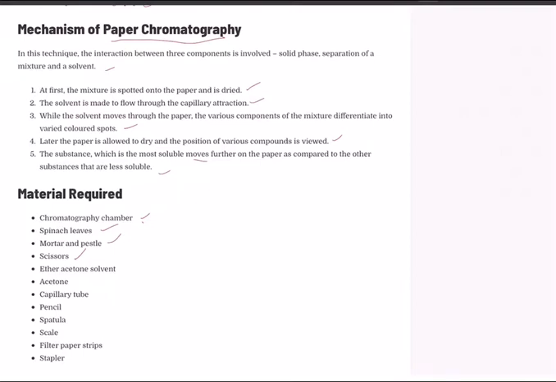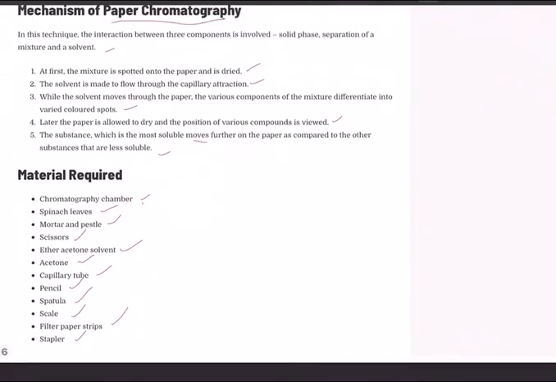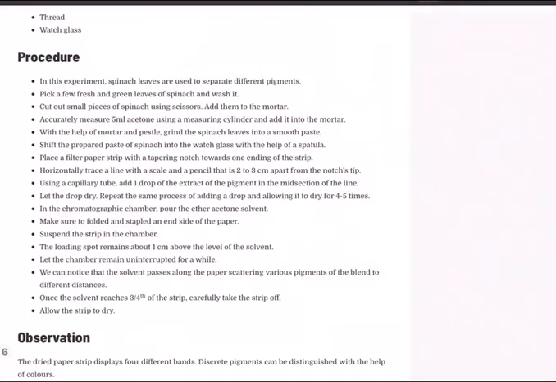What are the materials required for us to perform this experiment? We need a chromatography chamber, spinach leaves, mortar and pestle, scissors, and acetone as the solvent. We also require a capillary tube, a small tube, a pencil, spatula, scale, filter paper strips and of course a stapler. These are all the materials that we require to perform this. Of course, you need a watch glass and thread also.